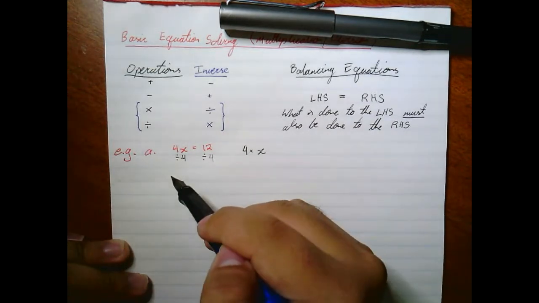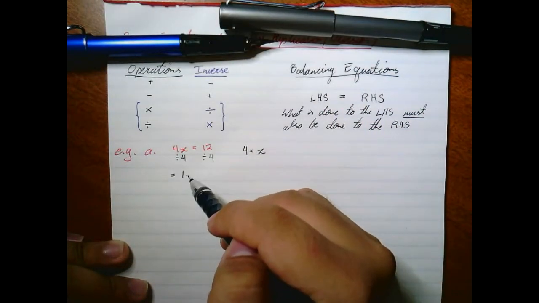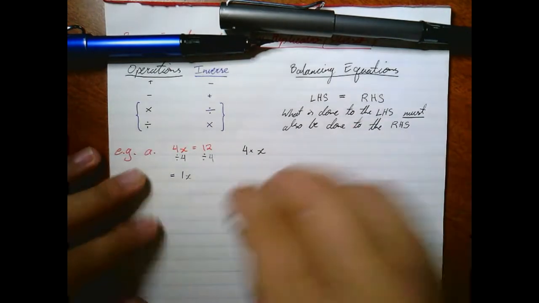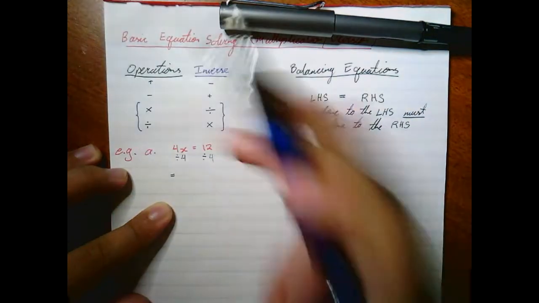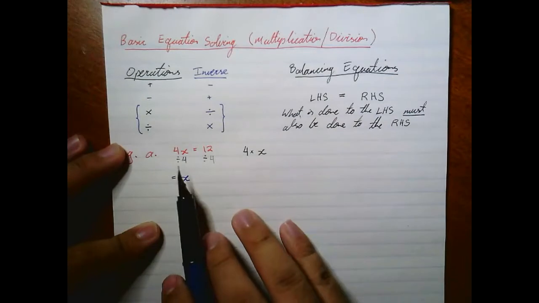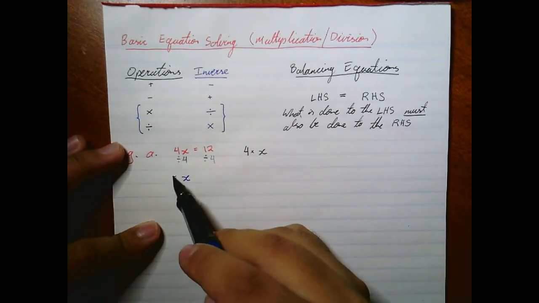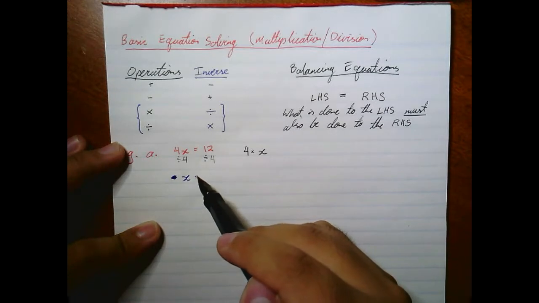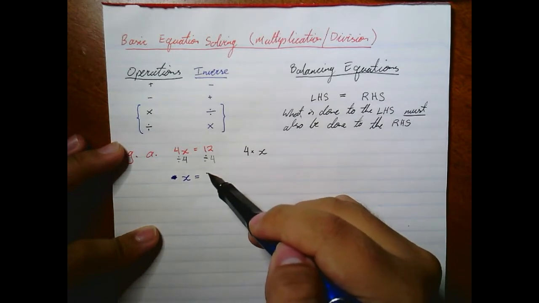So this would actually be equal to 1x. But remember how once again in mathematics we don't write 1x. We can just write it as x. And since we're applying divide by 4 on the left and the right, the equal sign should be in the middle, like this. What is 12 divided by 4? Well, 12 divided by 4 is 3.